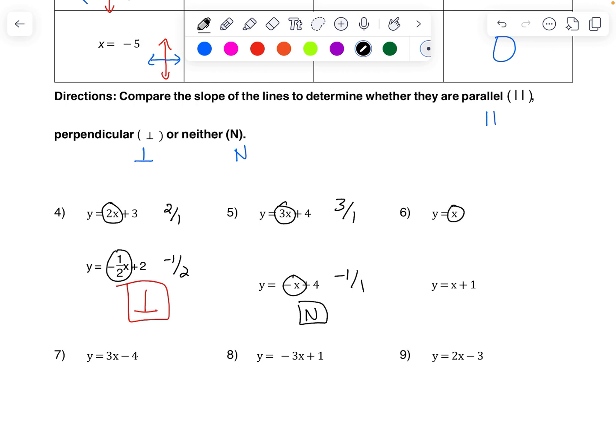All right, number 6, top slope. If it's x by itself, it's 1 over 1. Bottom slope, x by itself, it's 1 over 1. Those are the exact same, so parallel.